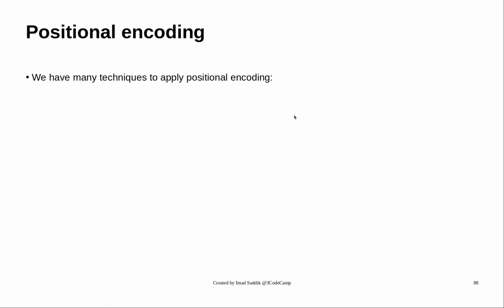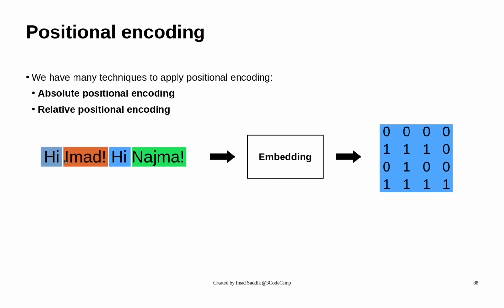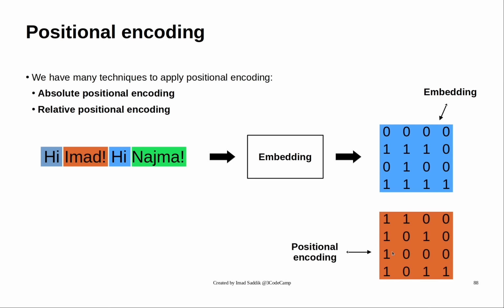There are a few ways to add positional information. The main types are absolute positional encoding and relative positional encoding. Let's go back to our example. We have the embedding tensor and the positional encoding tensor. We simply add them before sending them to the self-attention layer. So how do we actually build this positional encoding tensor? This is what we are going to see in this video.